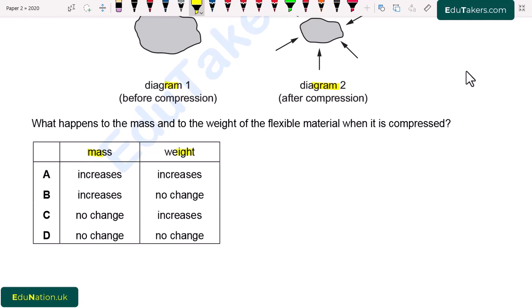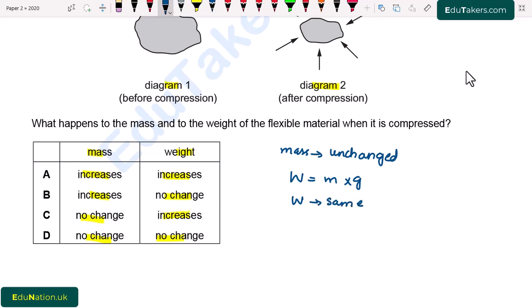Mass and weight: increases, no change, increases, no change. So first of all, mass is the intrinsic property of the body, so the mass cannot be changed. There is no change in the mass. I write here, mass remains unchanged when we apply compression, and we know that weight is equal to the product of mass and g. As the value of mass remains the same and also the value of g is not changing, weight is also the same.